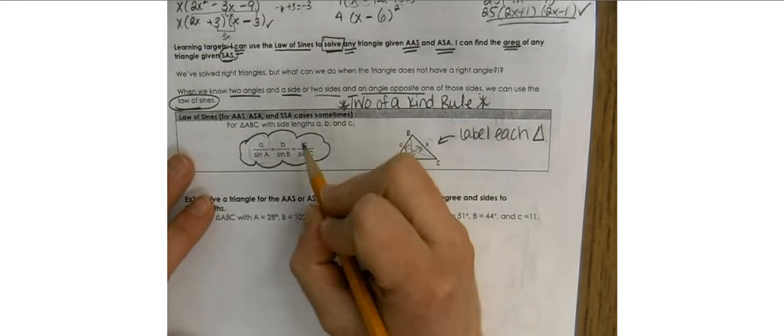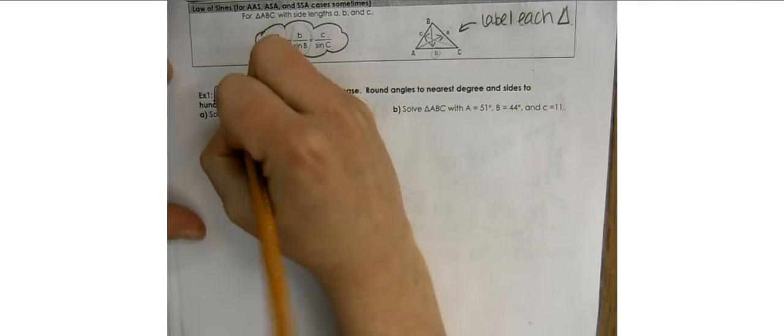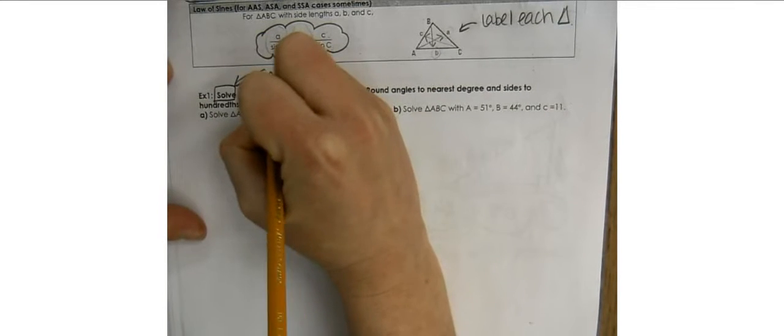So if you know to start the problem, two of a kind, we use the law of sines, and we would set up a proportion in which we would match two of these fractions together. You can match A over the sine of A with C over the sine of C. You would match B over the sine of B with C over the sine of C. You just match two fractions together and then set up a proportion to solve the triangle. Now remember that the language to solve a triangle means that you need to find all angles and all sides.